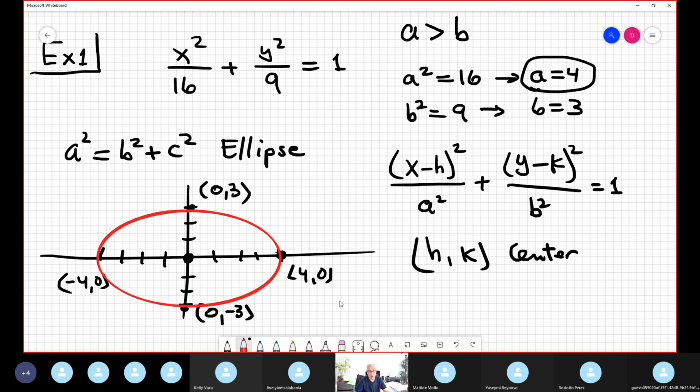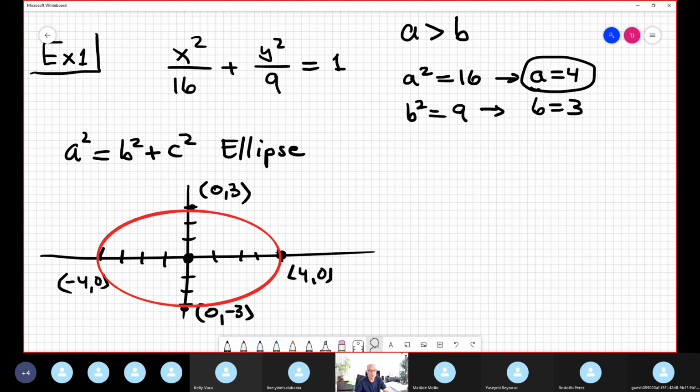That's it, no? No, we have more information. We have the focus, and we have the eccentricity. Okay. This is the formula that we use every day for the ellipse. Now, compute the focus, the focal distance, C.